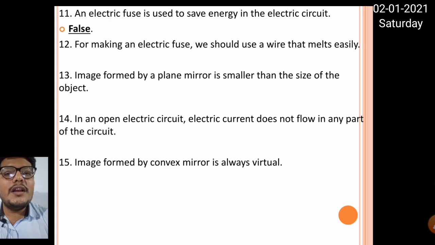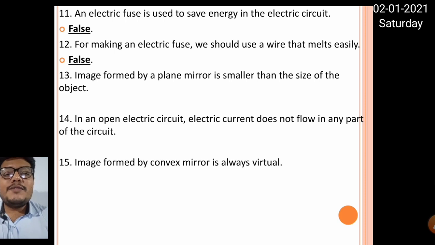Next one, number 12, for making an electric fuse we should use a wire which melts easily. You can understand every wire is not kept in a fuse, right? There are many other wires which melt easily, like plastic wire. Will you keep that? No, right? So every wire which melts easily you cannot keep, because it will not hold the regular current which comes in your house. So the statement is false.